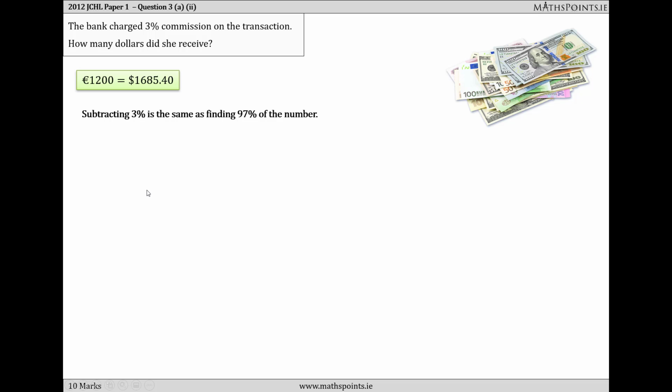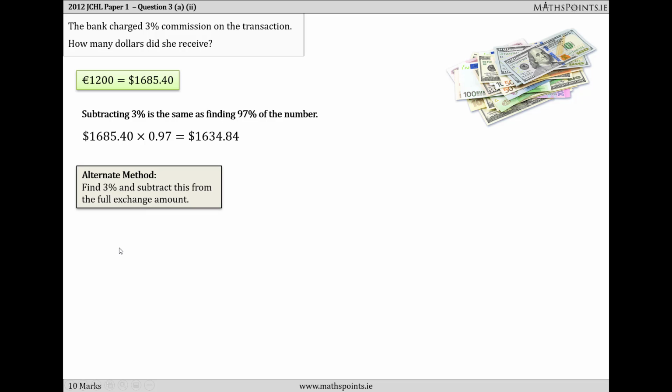So if we find 97% of 1,685.40, which we can do by either multiplying by the decimal 0.97 or multiplying by 97 and pressing the percent button on our calculator, we can see that Mary gets to receive $1,634.84. Alternatively, what we could have done was find the 3% of 1,685.40 by multiplying by 0.03 or 3% on the calculator, which tells us that the bank's commission was $50.56. If we subtract this from the 1,685.40, we'll see that Mary got to keep 1,634.84, as was the case in the method outlined above.